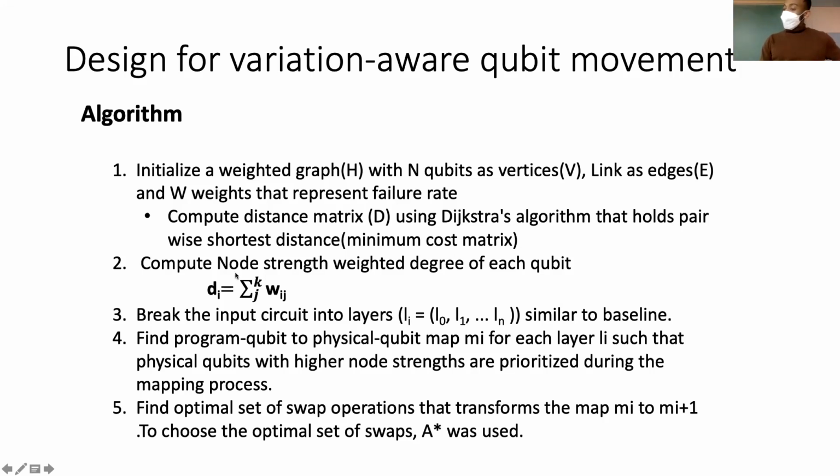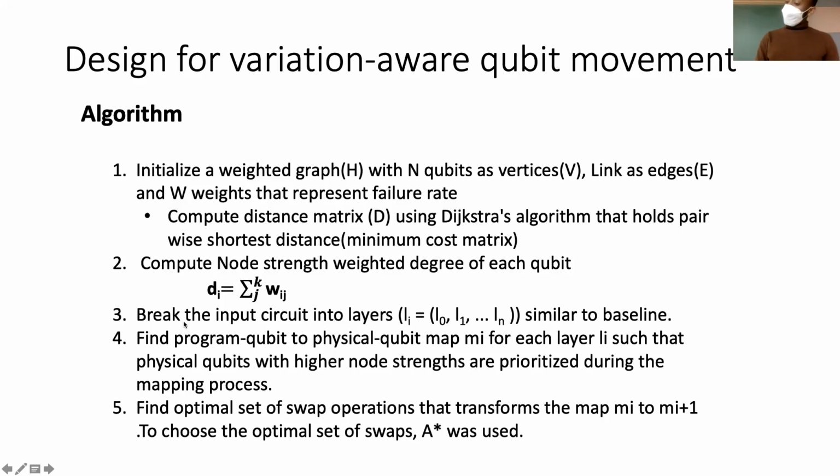The next step is to compute the node strength of each qubit. Each qubit could be connected with different qubits, so the node strength is calculated by the summation of the weights of the neighboring links. If it is connected with qubits through strong links, the node strength will be higher. We need this quantity for qubit allocation later.